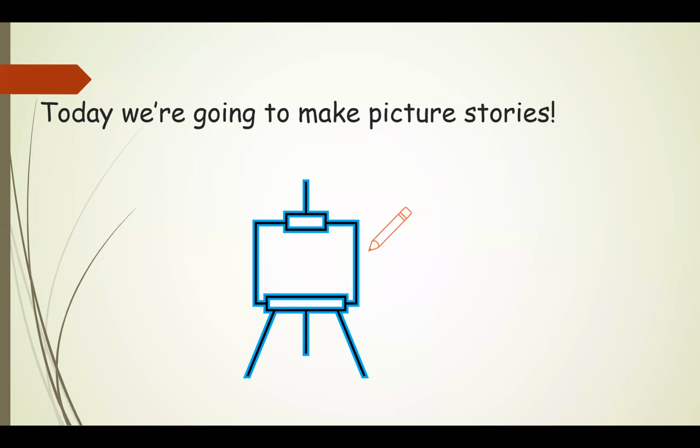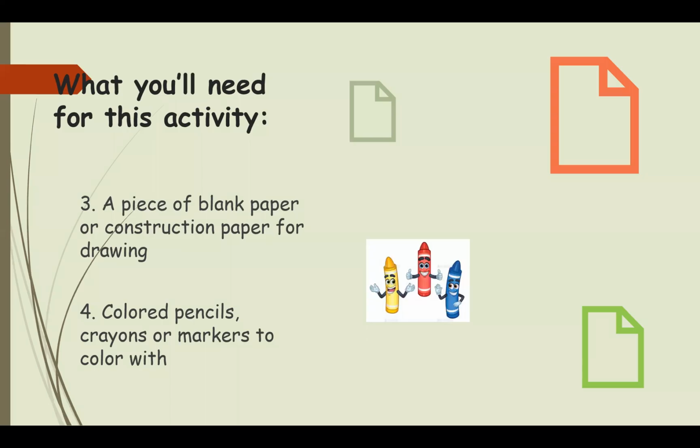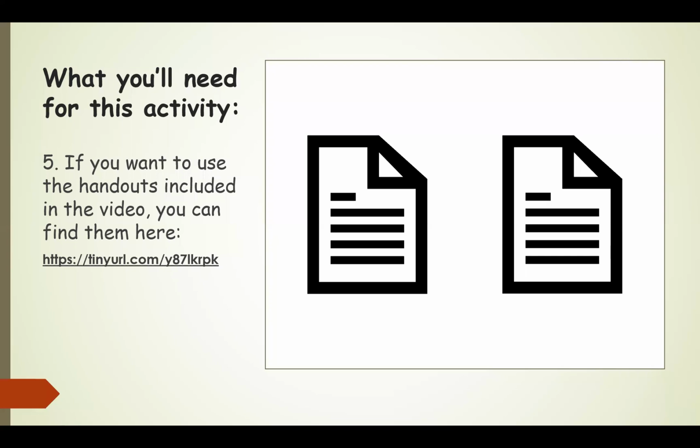So today we're going to make picture stories. What you'll need for this activity is: 1, a piece of paper. You can use lined paper if that's what you like to write on. 2, a pencil. 3, a piece of blank paper or construction paper for drawing. 4, colored pencils, crayons, or markers to color with. And 5, if you want to use the handouts in the video, you can find them on this link.